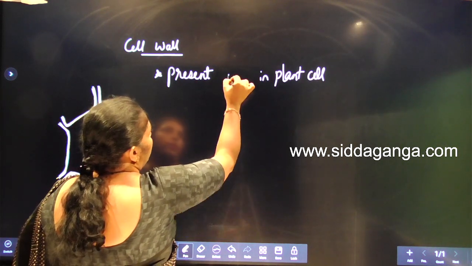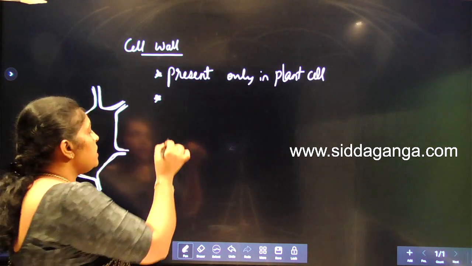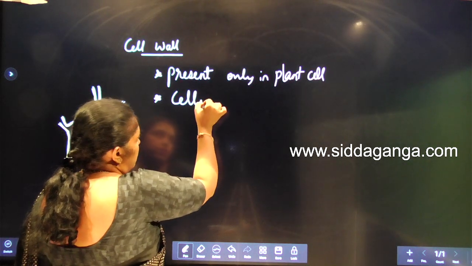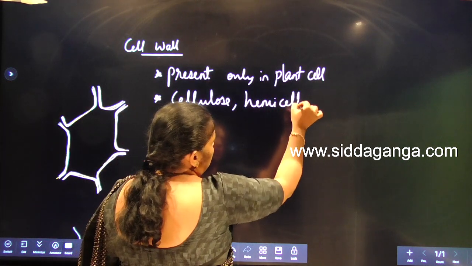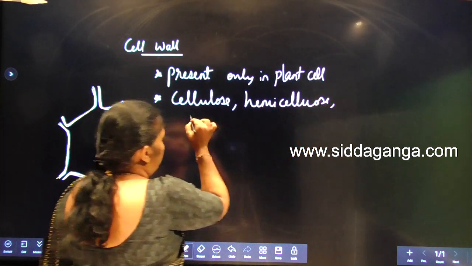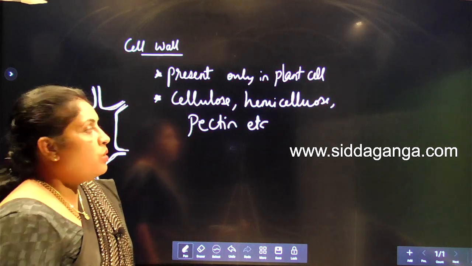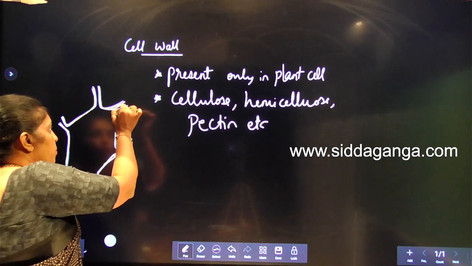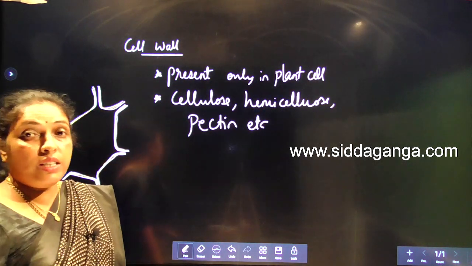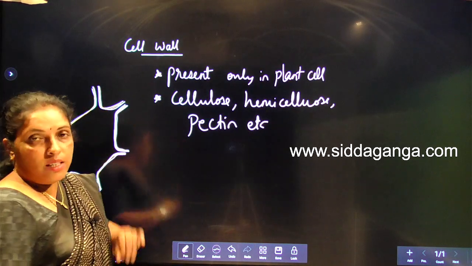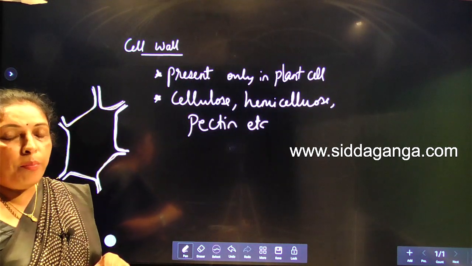Majority in plant cells, the cell wall is made up of cellulose and hemicellulose, pectin, etc. So the composition of the cell wall is cellulose, hemicellulose, pectin, etc. We see this in many plant cells. The composition of the cell wall will be cellulose, hemicellulose and pectin.